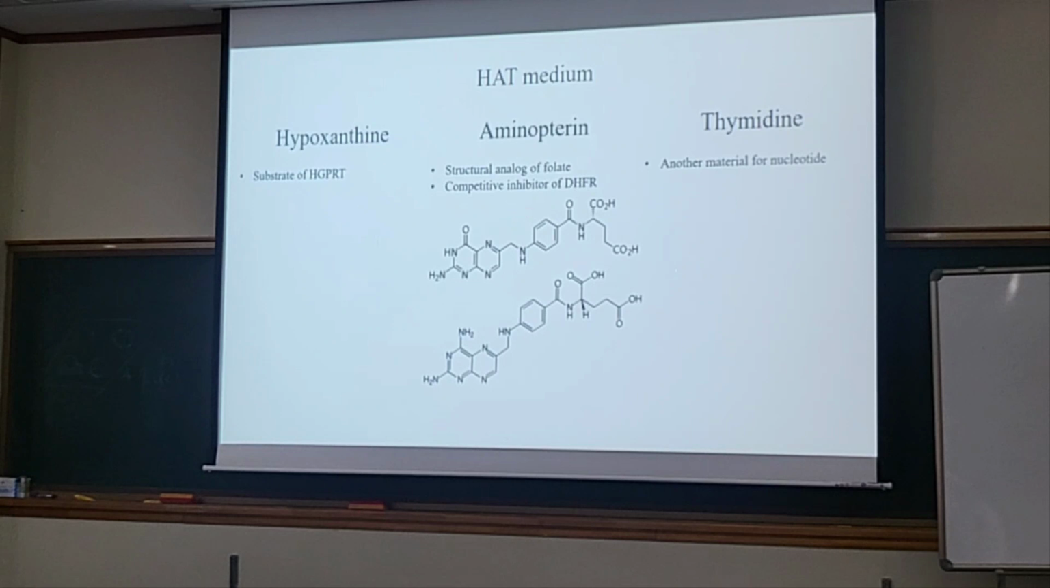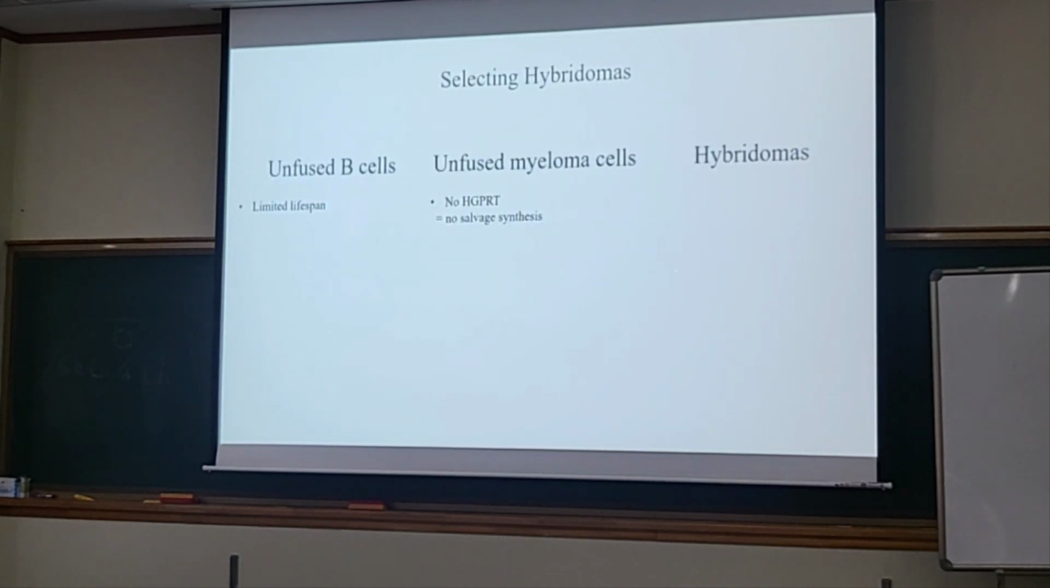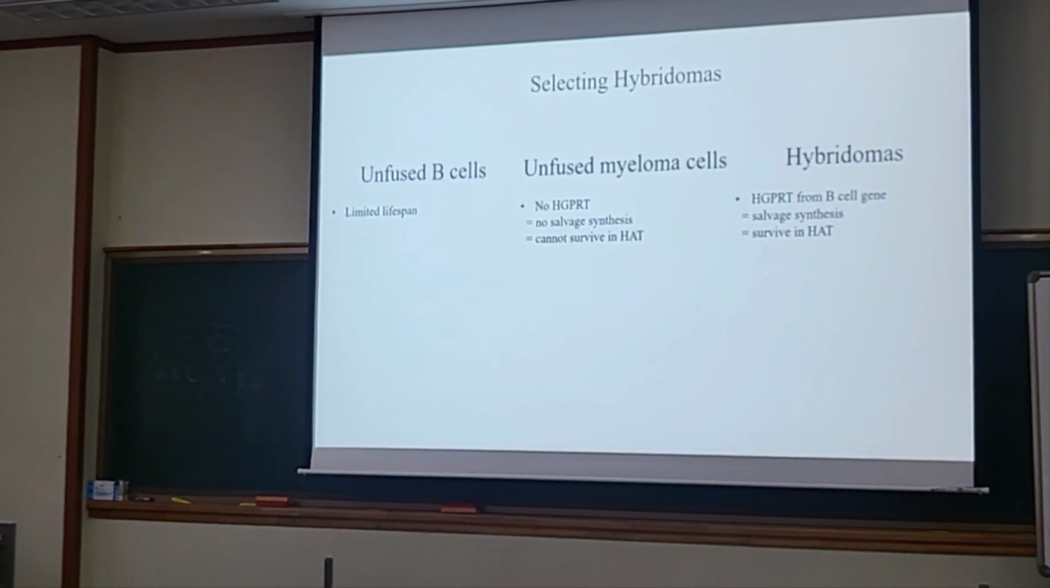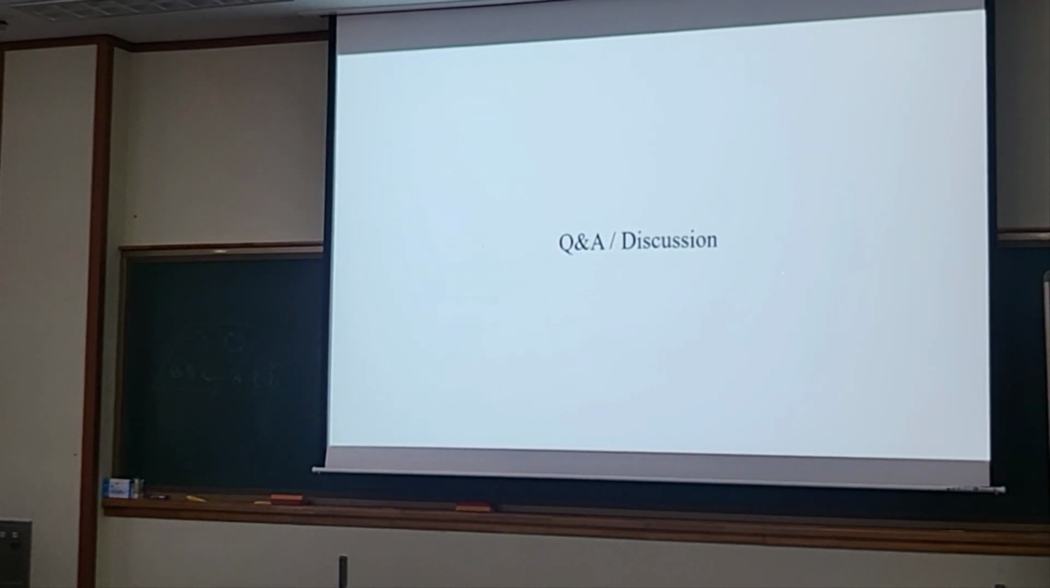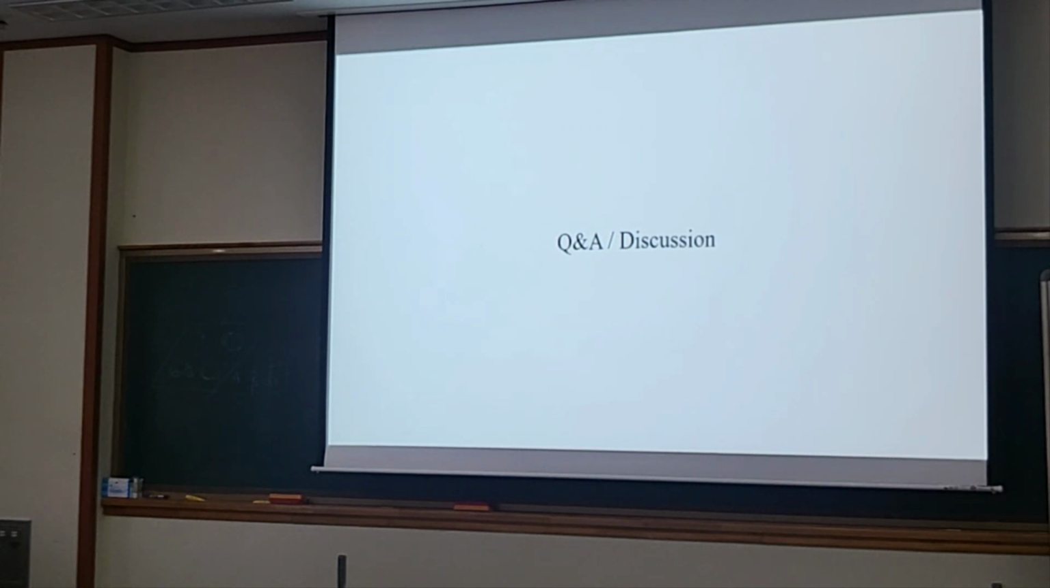So, while unfused myeloma cells do not have the ability to use salvage synthesis, they cannot survive, since de novo synthesis is inhibited. But hybridomas have the gene of the B cells, not the myeloma cells. So they have the ability to produce HGPRT, meaning they can utilize the salvage synthesis for their nucleotides, and thus can survive in the HAT medium. So an unfused B cell just dies, and unfused myeloma cells cannot survive due to the lack of salvage synthesis. So only the hybridomas survive. This was the procedure of selection in monoclonal antibody production. Any questions or discussion is welcome.